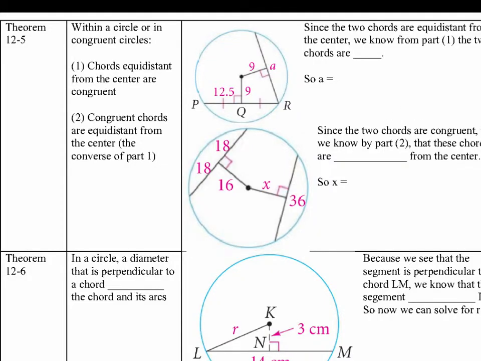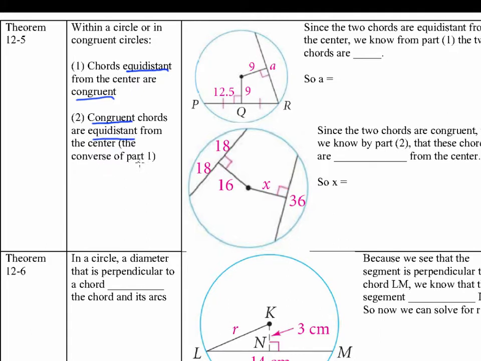Okay, let's take a look here. Theorem 12-5. Within a circle or in congruent circles, chords that are equidistant from the center are congruent. Equidistant, remember, means equal, means same distance. So if they're the same distance from the center, then they are congruent. Finally, the second part: congruent chords are equidistant from the center.